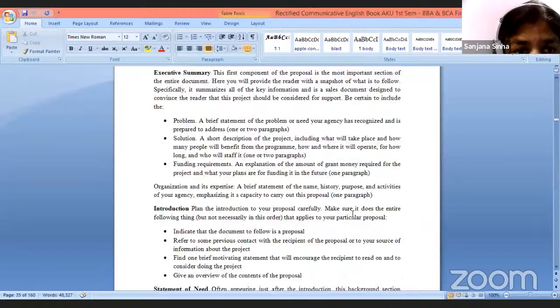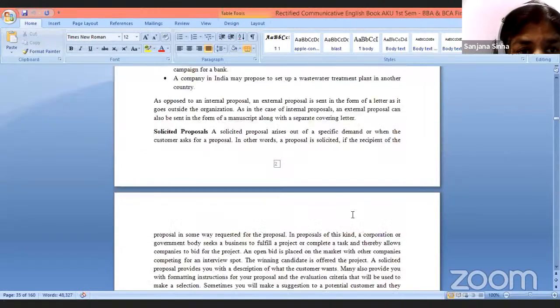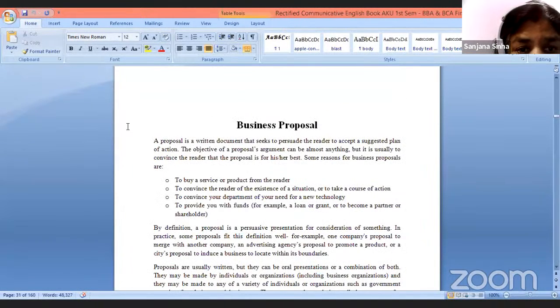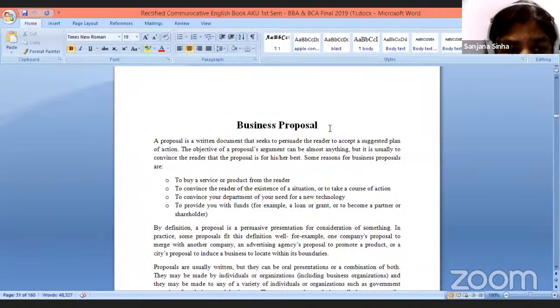Now this is in your book. Proposal, जो content आपको मिला हुआ है, जो module बना आपको मिला हुआ है उसमें है. So proposal is a written document. As I said, it's a written document that seeks to persuade the reader to accept a suggested plan.